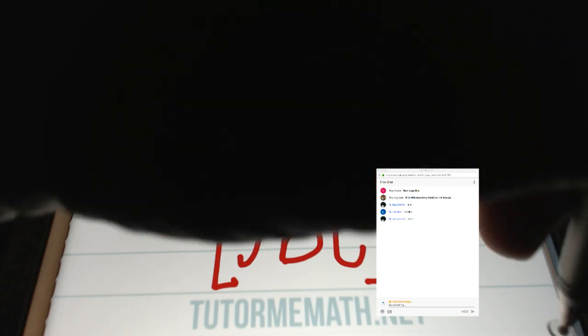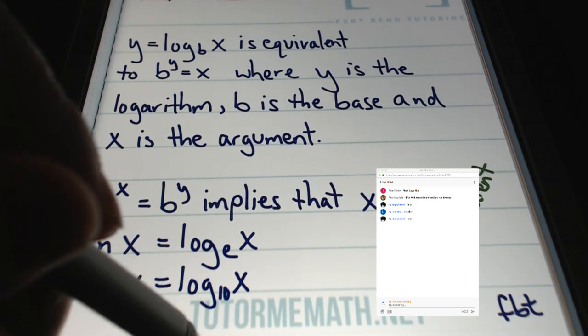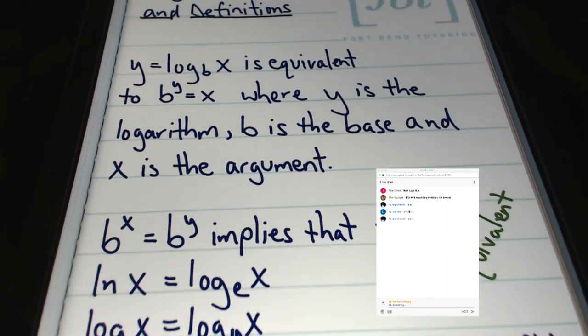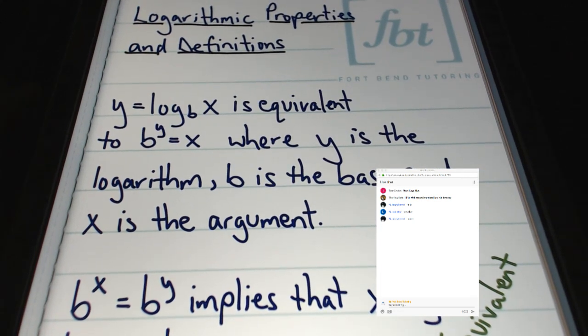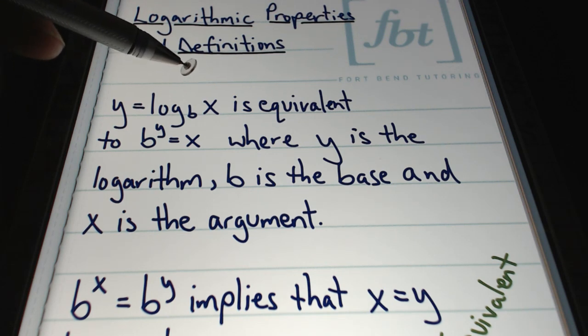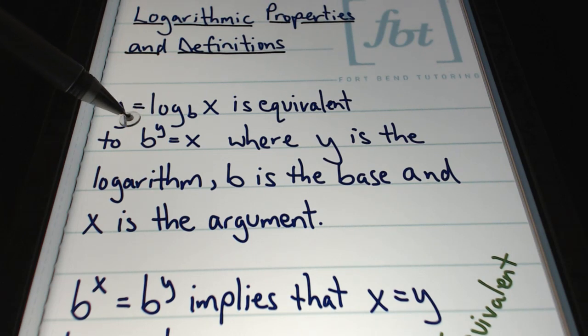We do. And we have our logarithmic properties and definitions to begin with. Let's go ahead and get this thing underway, guys. We have the logarithmic properties and definition. We have our conversion right here. This is the first thing I'm offering up to you guys. It's the conversion. When you have the logarithmic form of an equation, y equals log base b of the argument x, it's going to be equivalent to the exponential form, which is b to the y equals x, where y is the logarithm, b is the base, and x is the argument.